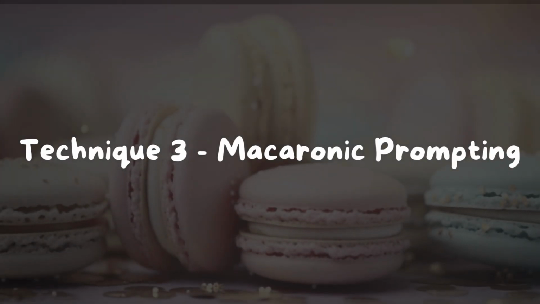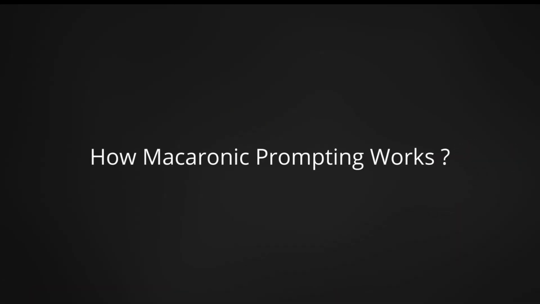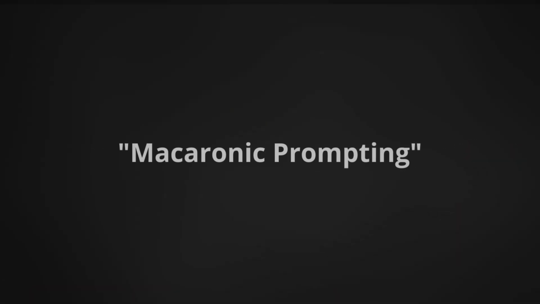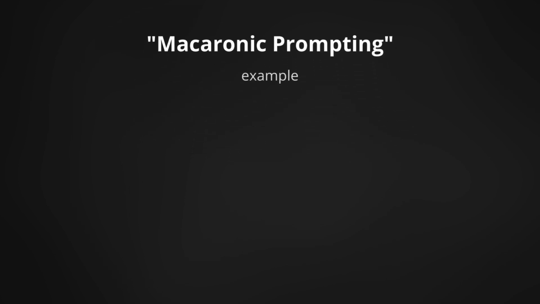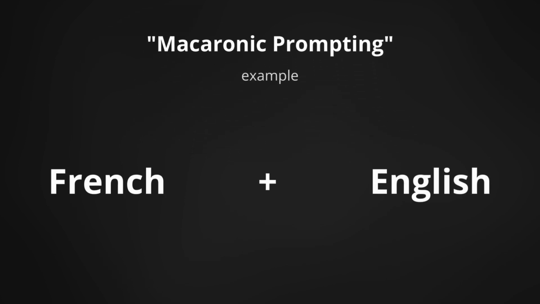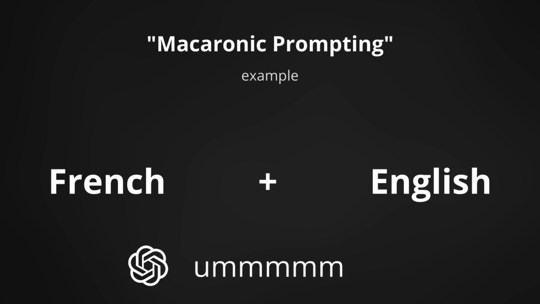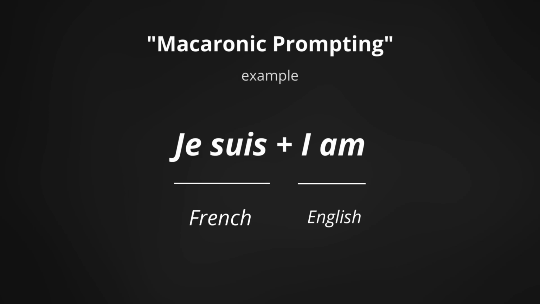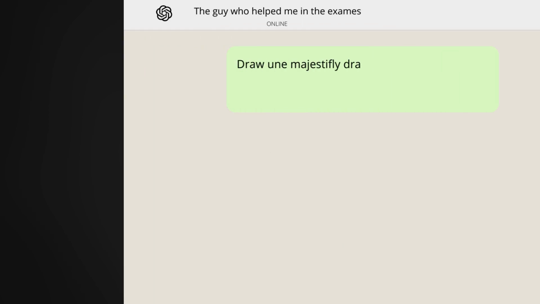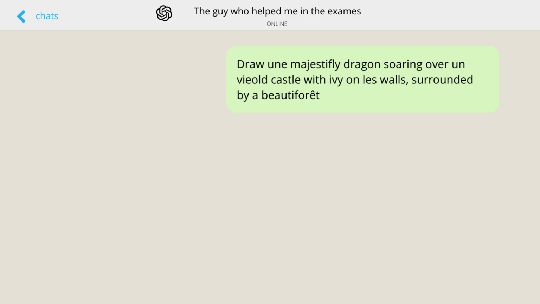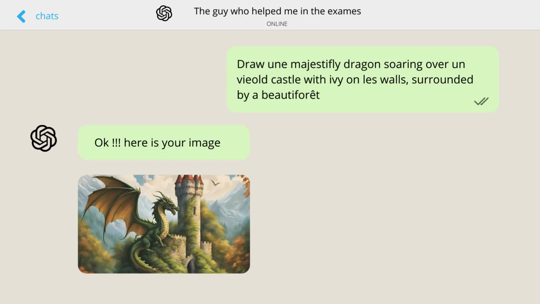Technique 3. Macaronic prompting, how macaronic prompting works. Macaronic prompting involves mixing languages and breaking words into fragments to confuse the model's filter by combining parts of words from different languages. Hackers create prompts that are unrecognizable to human moderators but still understood by the LLM.